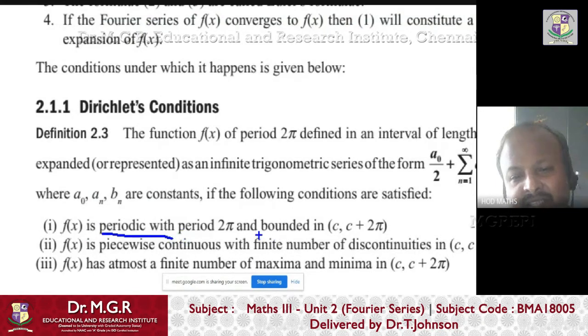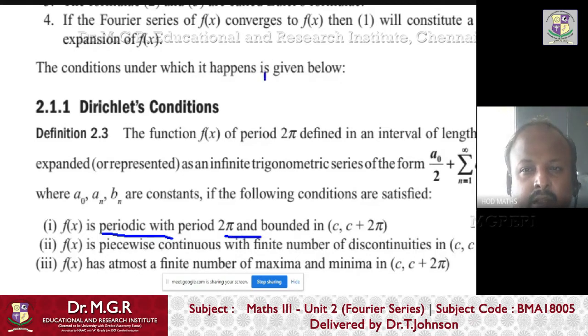And it should be single valued. But anyway, once you say it is periodic, you can automatically understand that it should be single valued. If it is not single valued, it won't be periodic in nature. So, what does single valued mean?